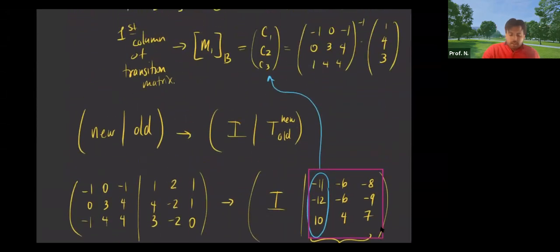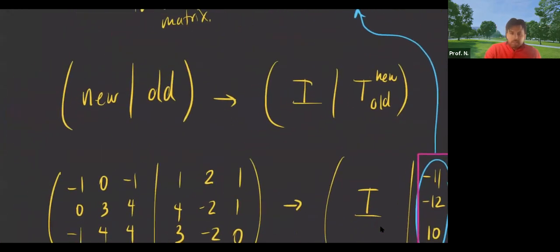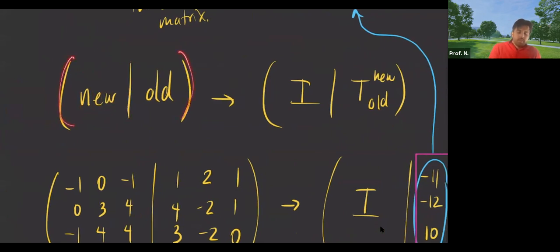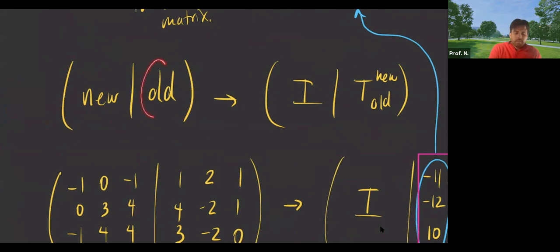To get the transition matrix, the procedure is you take the new basis on the left side of the augmented matrix. So on the left is the new and on the right is the old. Find the row reduced echelon form of that matrix, and you get the identity on the left. And on the right, you always get the transition matrix from the old to the new.